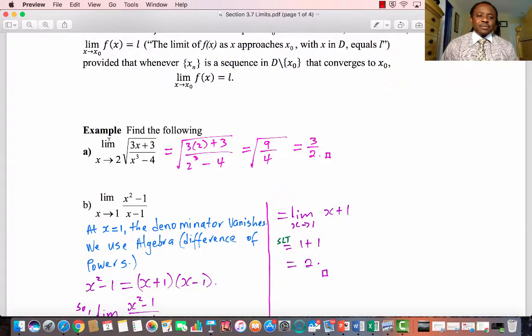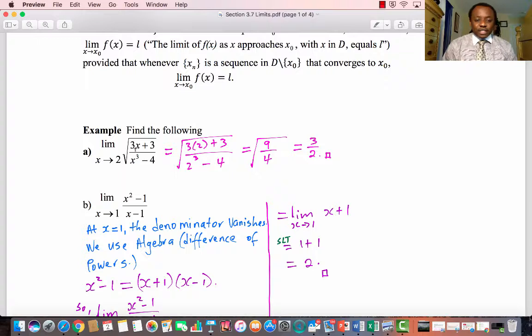Find the limit as x approaches 2 of the function f of x. In other words, as x approaches 2, f of x becomes what? That is the question. So if we can substitute 2 for x in f of x and get a real number, then that would be our answer. But if for some reason either the denominator vanishes or we end up with something that is not a real number, then we have more work to do.